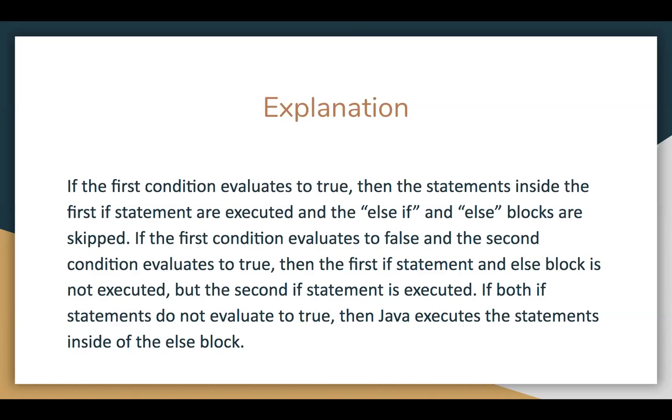If the first condition evaluates to true, then the statements inside the first if statement are executed and the else if and else blocks are skipped. If the first condition evaluates to false and the second condition evaluates to true, then the first if statement and else block are not executed, but the second if statement is executed. If both conditions do not evaluate to true, then Java executes the statements inside of the else block.